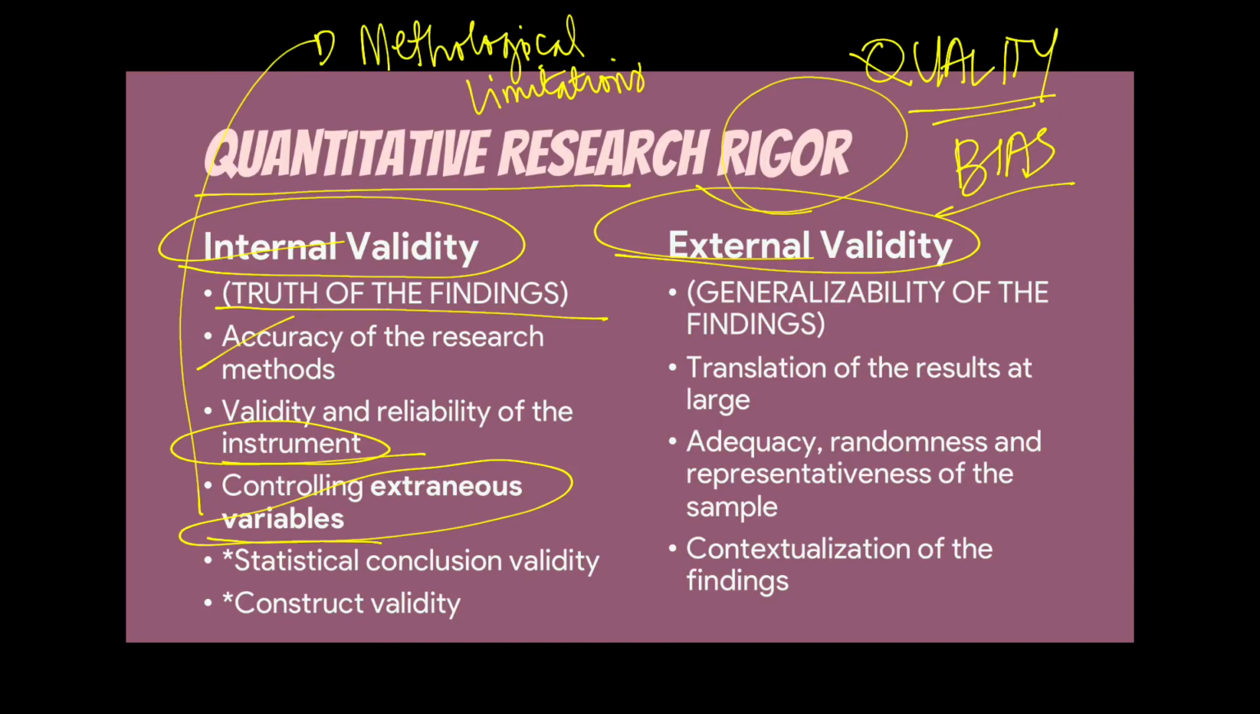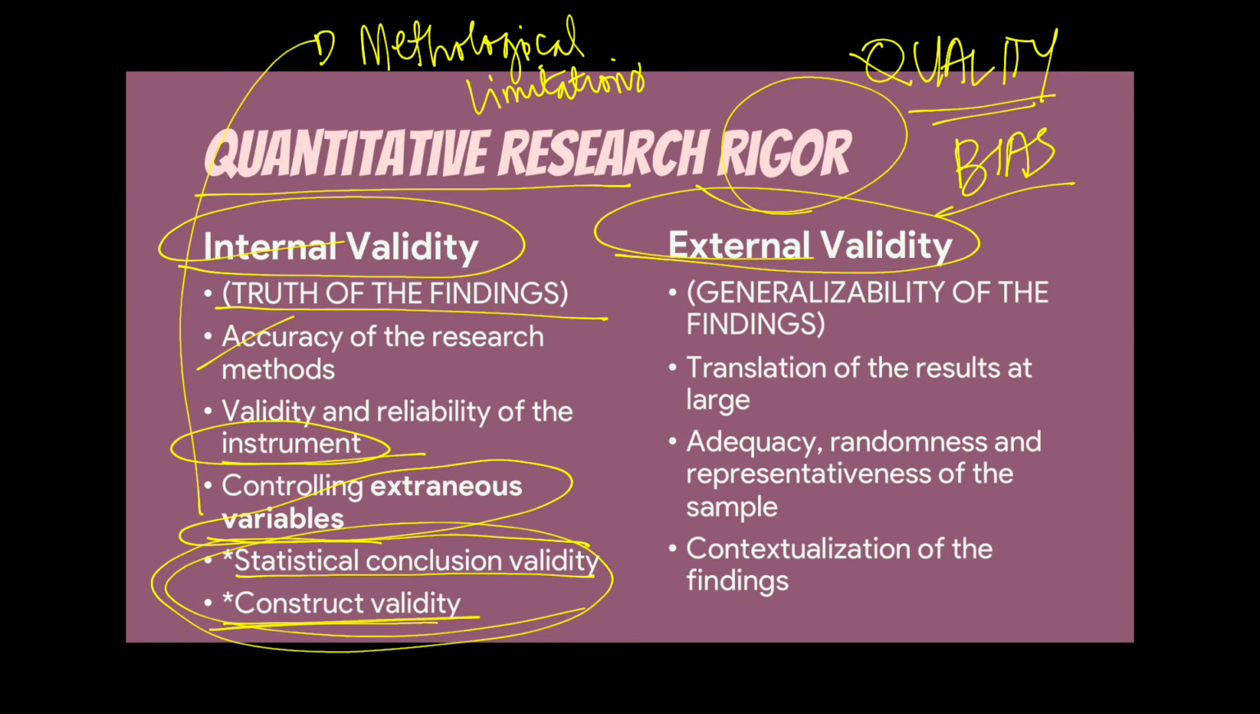Other forms of validity outside internal and external are statistical conclusion validity, meaning are you using the correct statistics, which is something that you will learn later when you get to your deeper statistics and quantitative research class. And construct validity, which I have already explained to you before: is the instrument really able to measure the constructs or the concepts of your study?